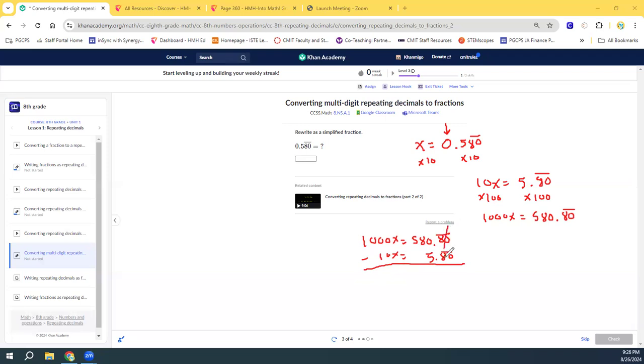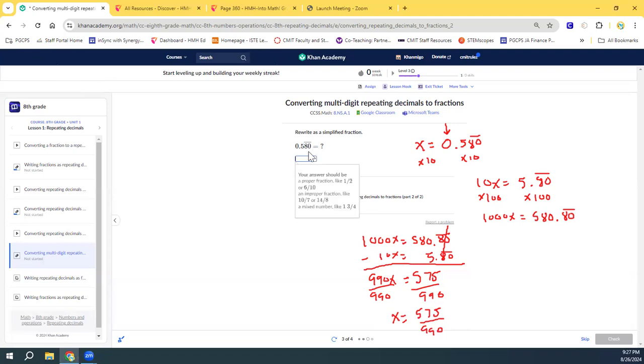So when we subtract these two, the repeating parts cancel, and 580 minus 5 is 575. And 1,000 minus 10 is 990x. And now we divide both sides by 990. And the cool part about these is we end up with a repeating decimal that indeed is that. Like if you divide 575 by 990, if I'm right, then that's what you'll get. Every now and then, I get it wrong. Didn't get it wrong this time.